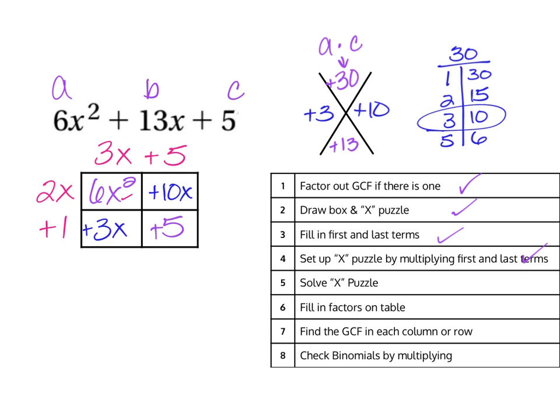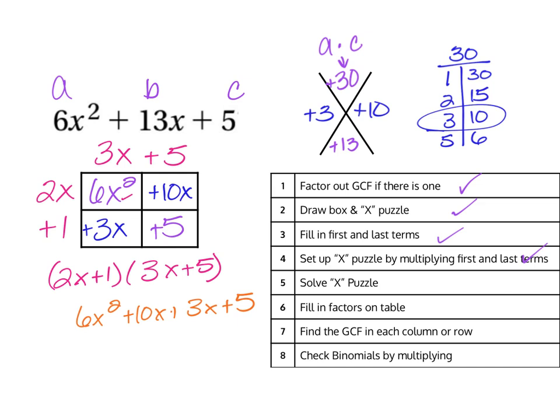So when I write these out, now I have 2x plus 1 and 3x plus 5. So let's check our work. So 6x squared plus 10x plus 3x plus 5. Combining my two middle terms gives us that plus 13x that we need. So that means this here is our two binomials.